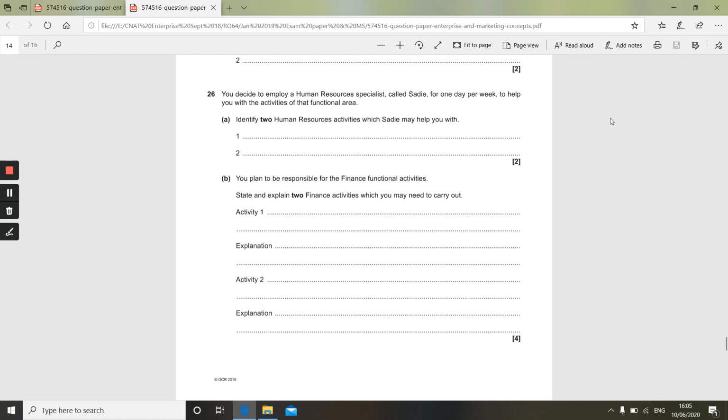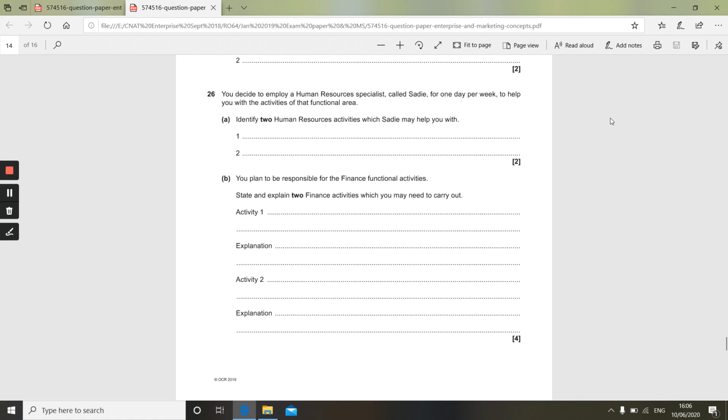Question 26. You decide to employ a HR specialist called Sadie for 1 day a week to help with the activities of that functional area. Identify 2 human resource activities which Sadie may help you with. So if you remember what the HR function is, it deals with people at work. Think about the activities that take place within human resources, and you just get 1 mark for each of your activities.